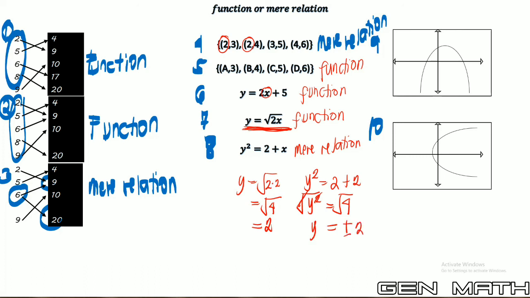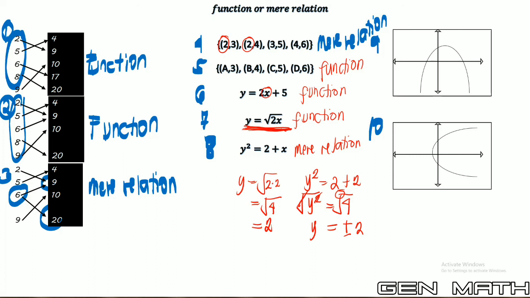As we said earlier, if the square root is in the original equation, we are going to consider only the positive square root. But in example number 8, the square root here is not in the original equation, so meaning we're going to consider the positive and negative square roots. But the exemption here is if you're going to solve distance, the answer will always be positive because there is no negative distance.